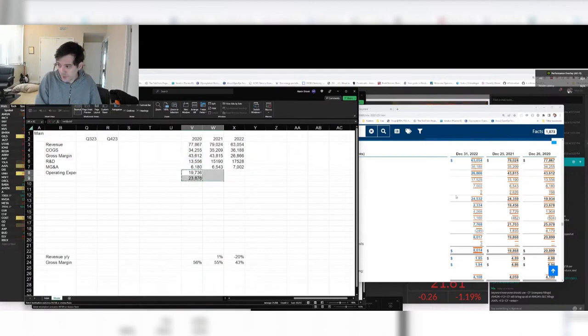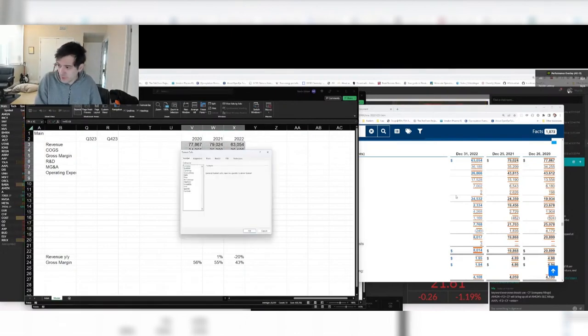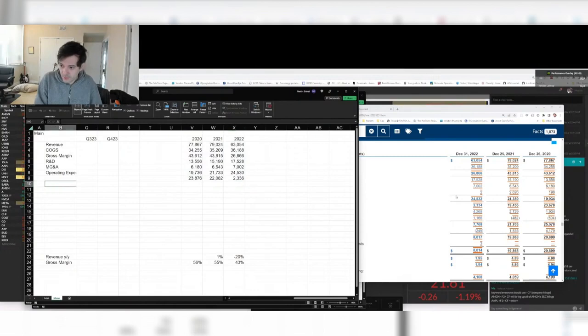So they turn out to be pretty profitable companies, although Intel in this year was not very profitable, at least according to the income statement. We're going to look at the cash flow statement. It might tell a different story.